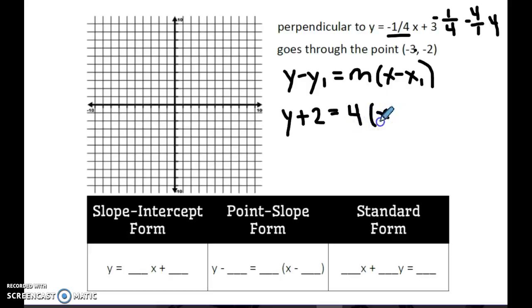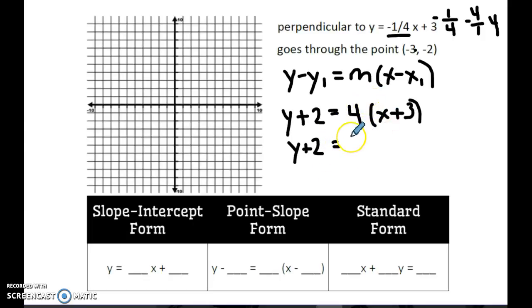X. And then I need to subtract negative 3. Well, subtracting a negative is the same as adding the opposite. So I'm just going to put plus 3. And now you use the distributive property and you solve until you get this equation from this point slope form into slope intercept form. You want it to be y equals mx plus b. Okay.